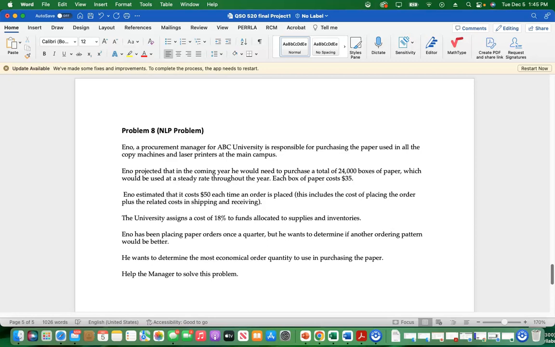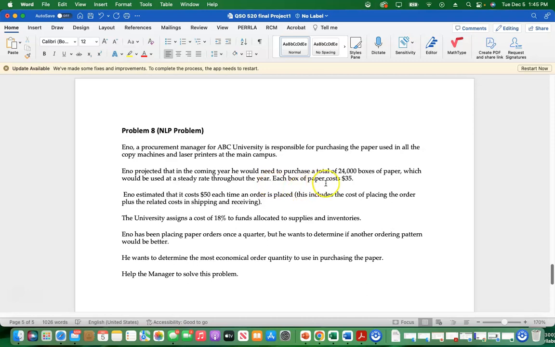Hi, so we have problem number 8, which is a non-linear programming problem. It says, a procurement manager for ABC University is responsible for purchasing the paper used in all the copy machines and laser printers at the main campus. He projected that in the coming year he would need to purchase a total of 24,000 boxes of paper, which will be used at a steady rate throughout the year.